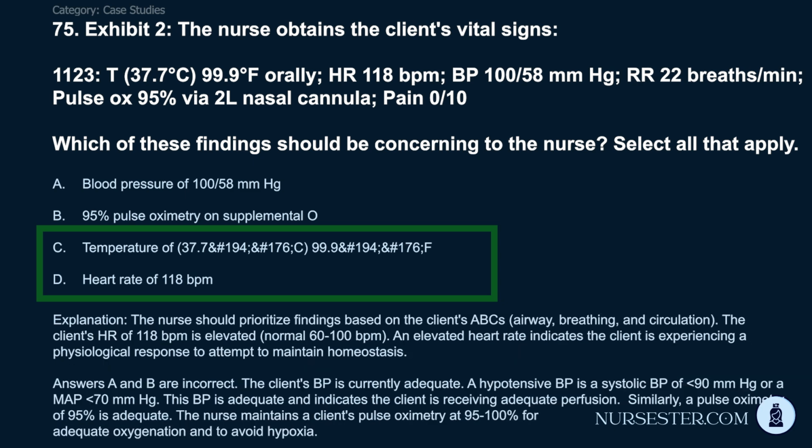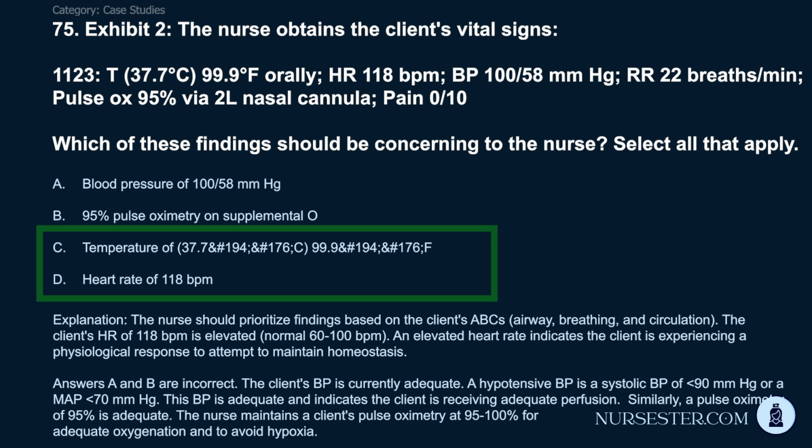The nurse should prioritize findings based on the client's ABCs, airway, breathing, and circulation. The client's HR of 118 BPM is elevated, normal 60 to 100 BPM. An elevated heart rate indicates the client is experiencing a physiological response to attempt to maintain homeostasis. Answers A and B are incorrect.